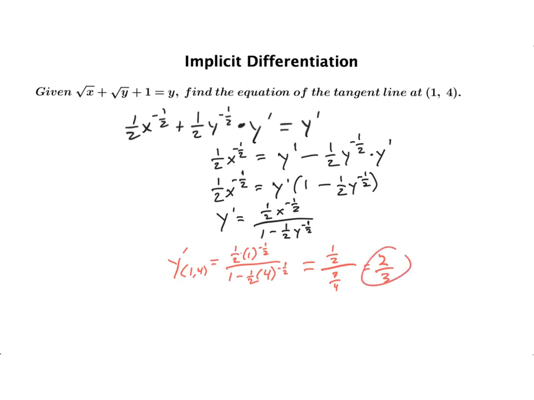Now we're going to use point slope form to find the equation of the tangent line. So recall point slope. That's y minus y1 equals the slope times x minus x1, where x1 and y1 are a point on the line. So plugging in our point, we get y minus the y coordinate, 4, times the slope, times x minus the x coordinate. And you can leave it just like that. No need to put it in intercept form.